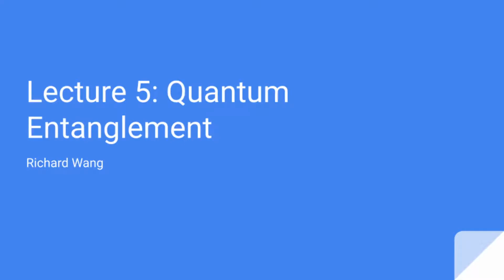Hello everyone, and welcome back to our fifth lecture in our introductory course to quantum computing. Today, we'll be talking about the second quantum mechanical phenomenon that helps quantum computers gain a quantum advantage over classical computers. And this quantum mechanical phenomenon is quantum entanglement.